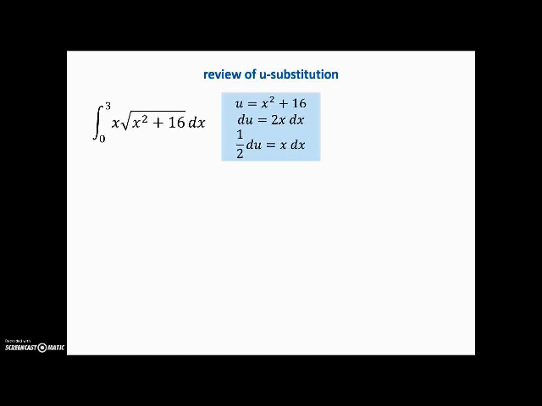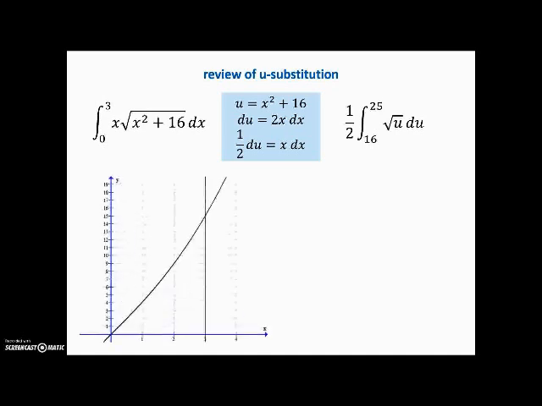We can substitute u for x squared plus 16, and then we can also change the limits to match u. When x is 0, u is 0 squared plus 16, and when x is 3, u is 3 squared plus 16. Now, if we take a look at the picture of the first integral, there's the function x times the square root of x squared plus 16, and so the integral returns a value that is equal to the area of region R.